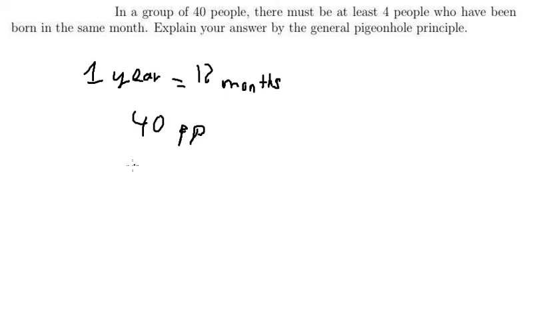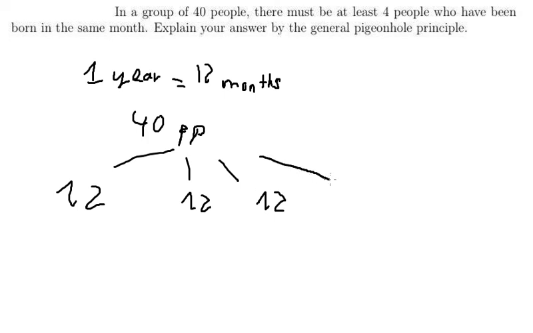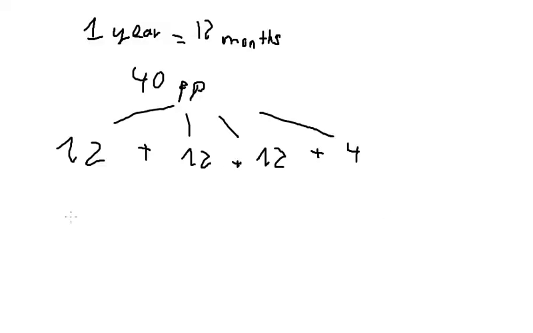I will divide this into 12, 12, 12, and we have 12 plus 12 plus 12. You get about 36, and the remaining is about 4 people. Now I will assume that the 12 people in here have 12 different months.